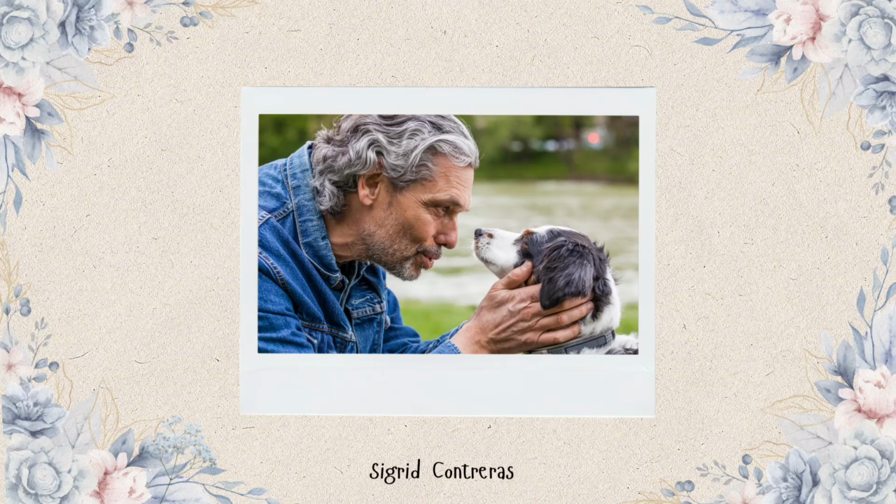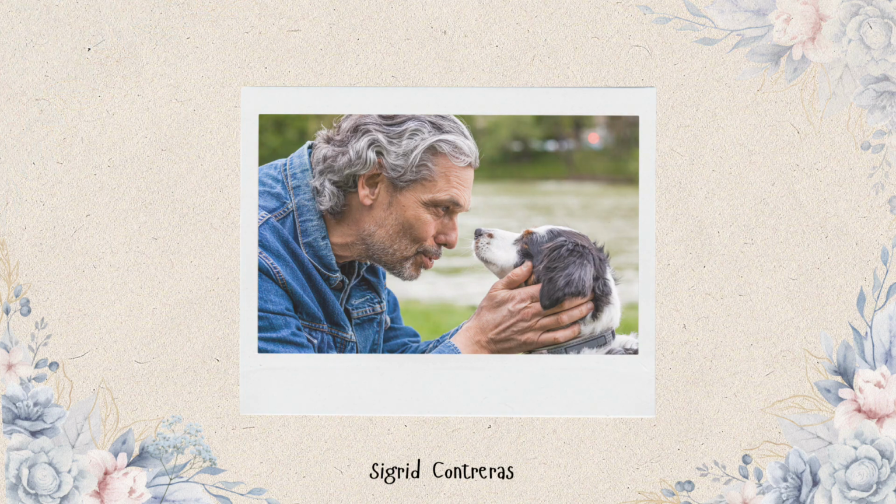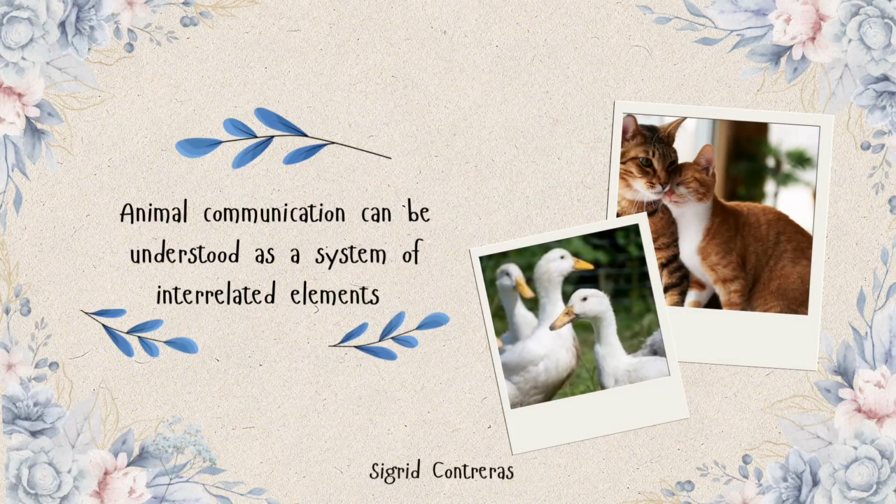As a group, we decided to include examples from English or another language to illustrate our points. So, animal communication can be understood as a system of interrelated elements, helping researchers analyze how animals produce, transmit, and interpret signals.